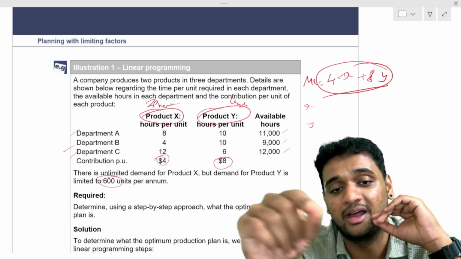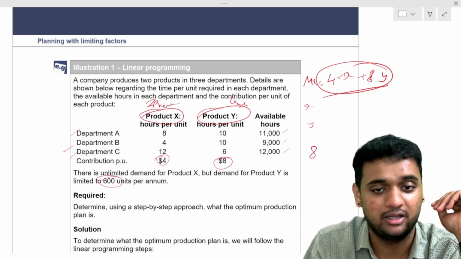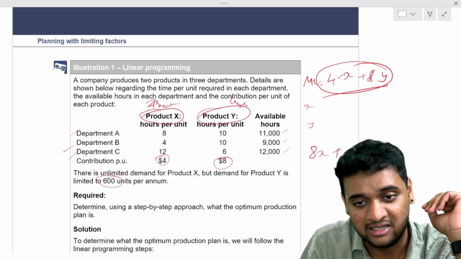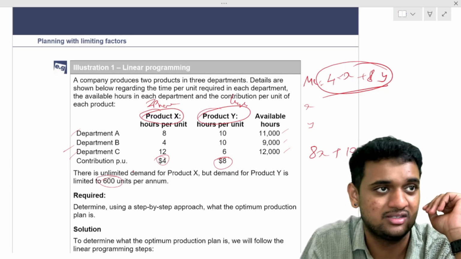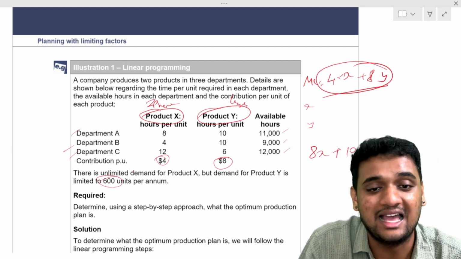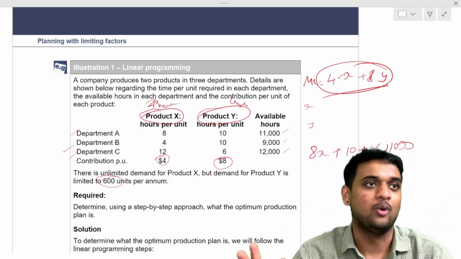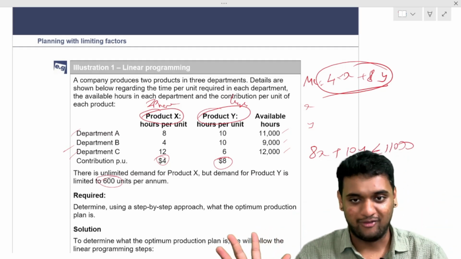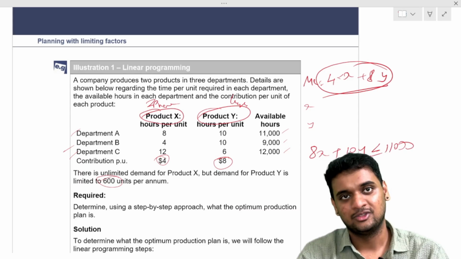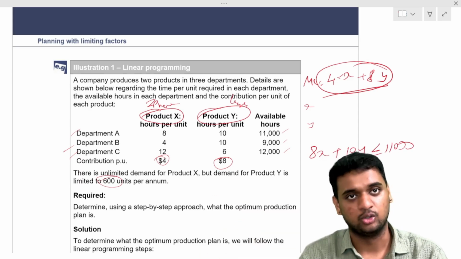Per unit of X, how many hours are required in A? 8. Per unit of Y, how many hours are required? So 8 hours required per unit into X plus 10 hours required for Y into Y number of units, adding all this, should be less than or equal to 11,000 hours. You produce how much amount of units you want, we don't care. But make sure after producing all this, your hours will be less than or equal to 11,000 hours. 8 hours into X number of units plus 10 hours and Y number of units should be less than or equal to 11,000 hours in total.